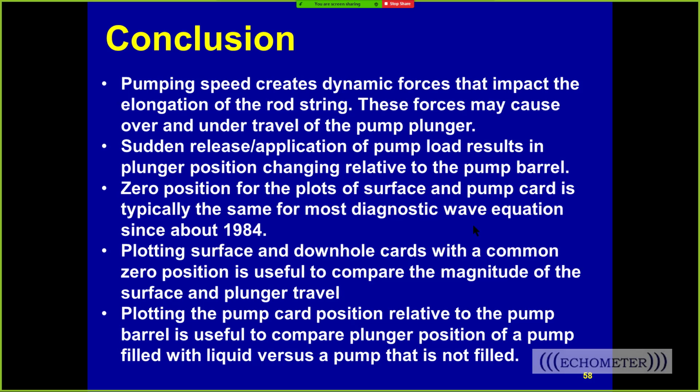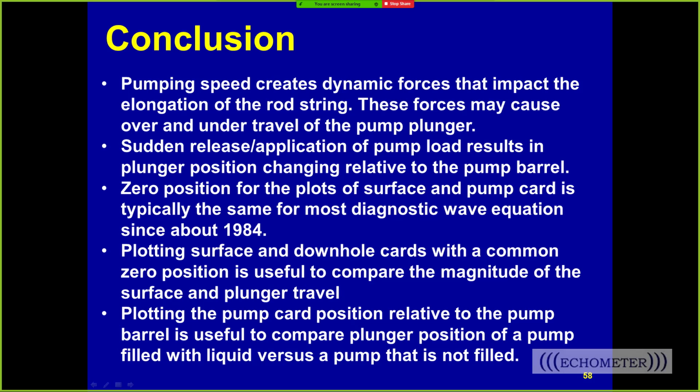So what I hope you've seen in this presentation is that as we change the pumping speed, we create forces that cause the pump to over travel, and we have under travel when we pick up the fluid load or rod stretch. The sudden release of the loads on the upstroke causes over travel on the upstroke, and a sudden release of load on the downstroke, usually called a pump off, is going to cause an increase in failure rate if you do it too much, more than 2% of the time.